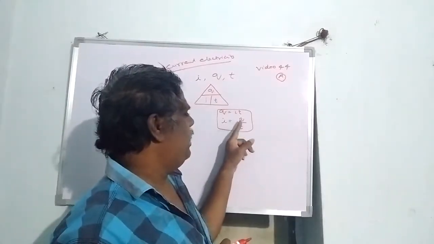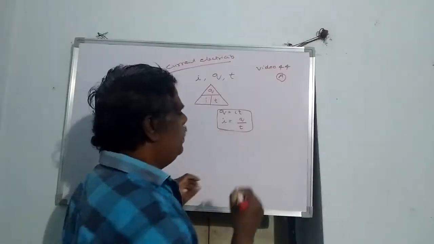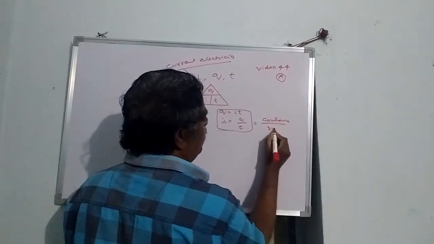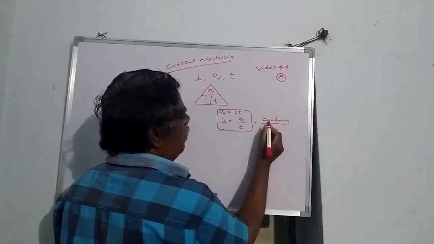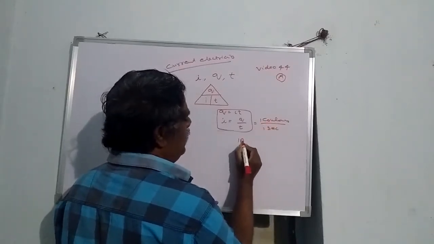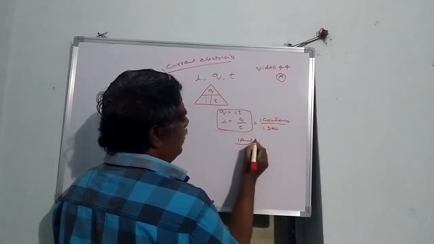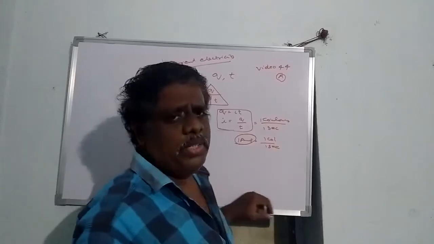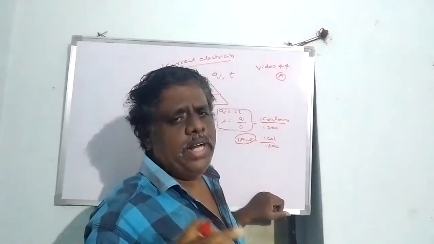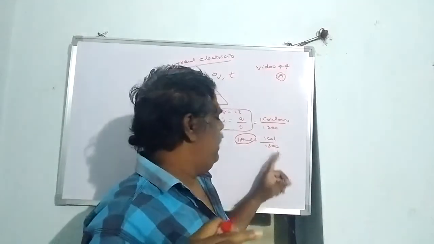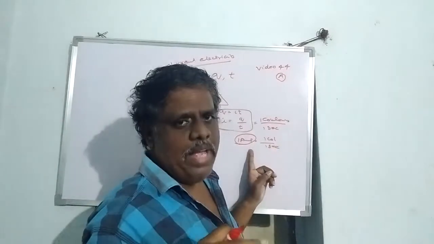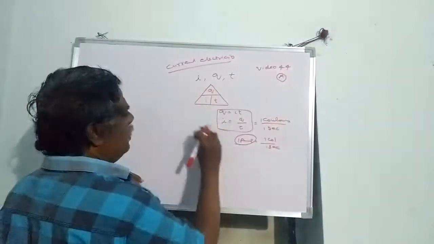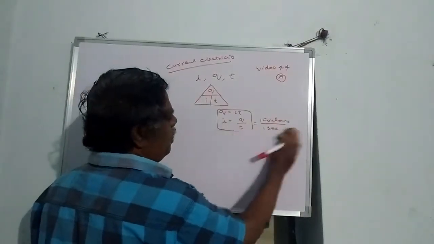So current is nothing but the ratio of charge per unit time. The unit of charge is coulomb, and time is in seconds. That means 1 coulomb per 1 second is nothing but 1 amp. This is the unit of current. 1 amp is equal to 1 coulomb per 1 second. That means 1 coulomb of charge flowing through a conductor in 1 second is 1 ampere. 1 ampere is the unit of current. So this is the relation: Q is equal to IT or I is equal to Q by T.